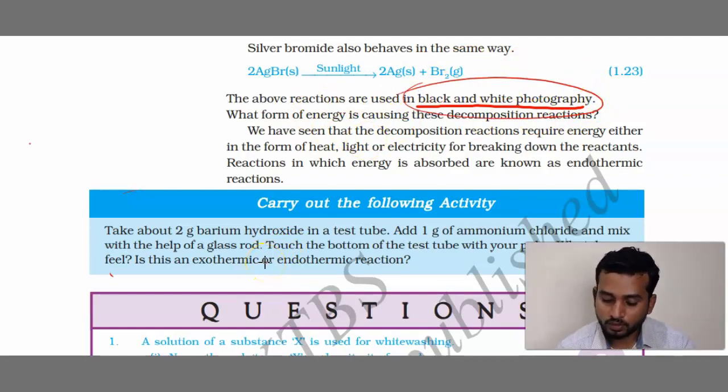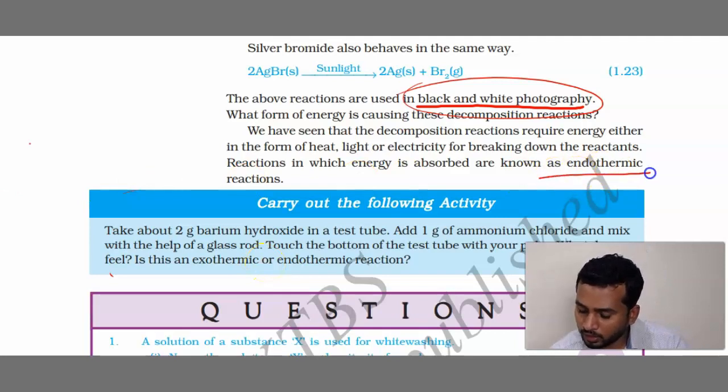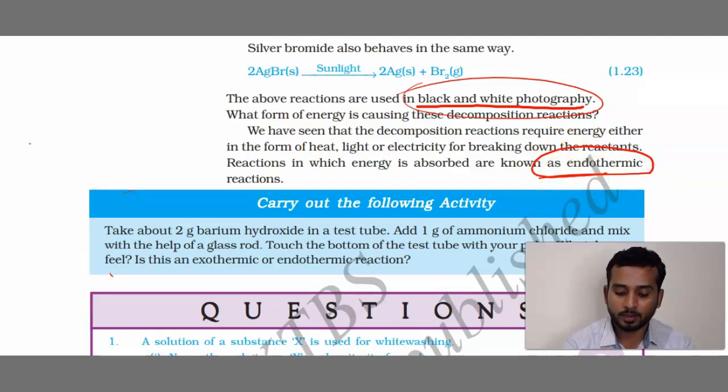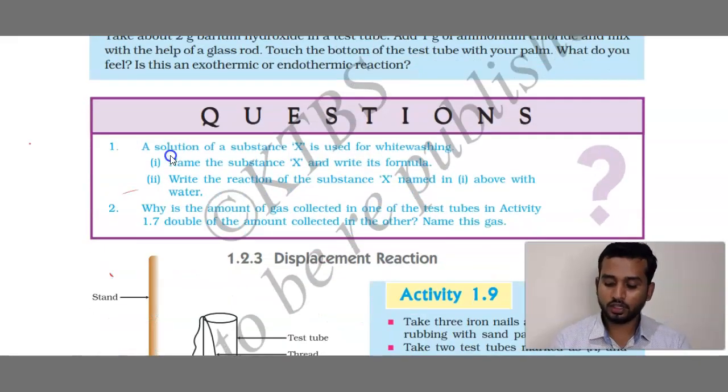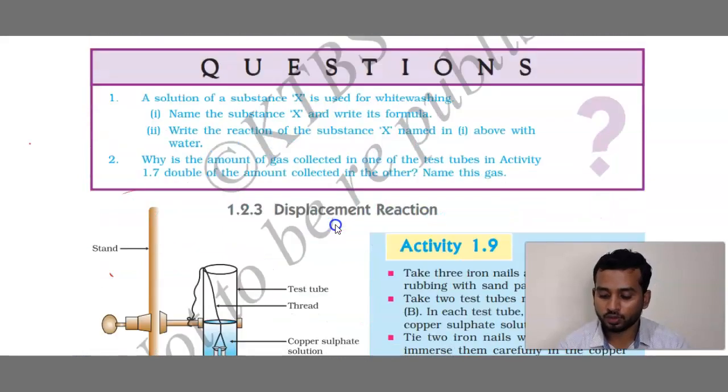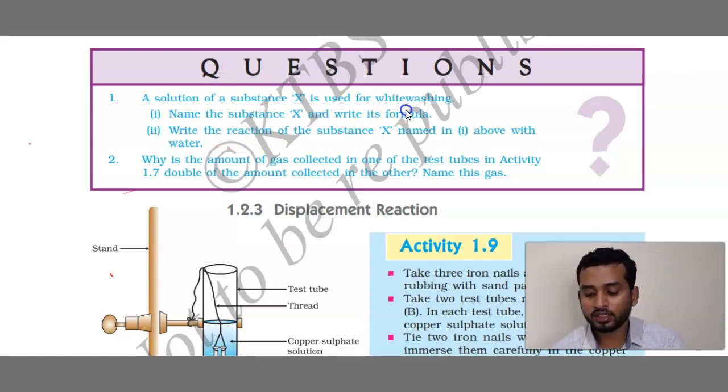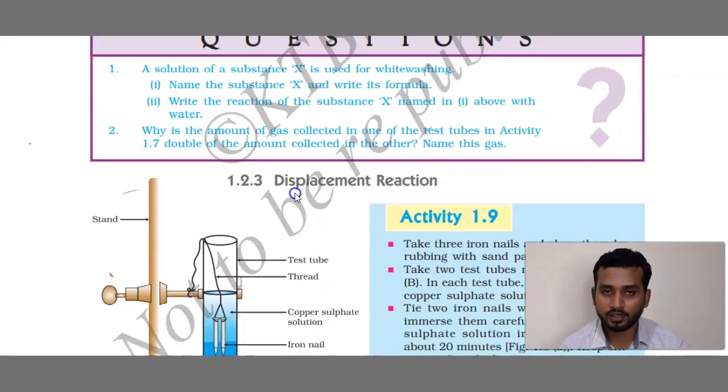Got it? Okay. And here we can see, in both of these reactions energy is absorbed. So hence this is an example of endothermic reaction. Got it? Any doubts? Now you can solve these two questions. We can see here a solution of substance X is used for whitewashing. We have already done it. So what is the name of X and write its formula? Already we have discussed, right?